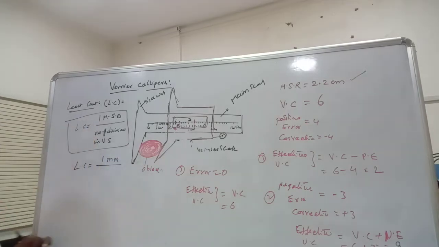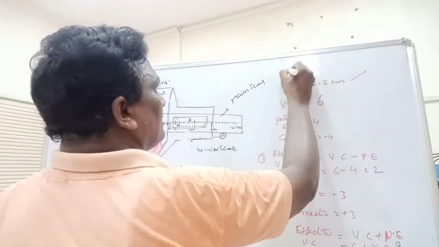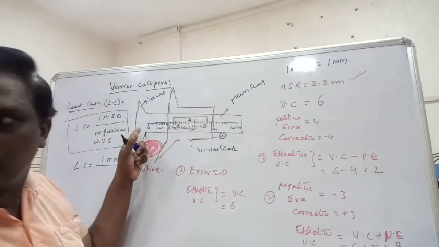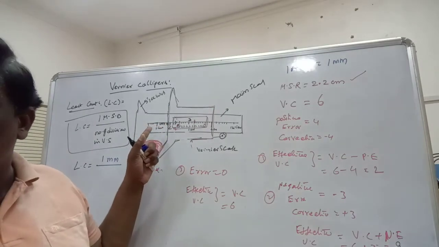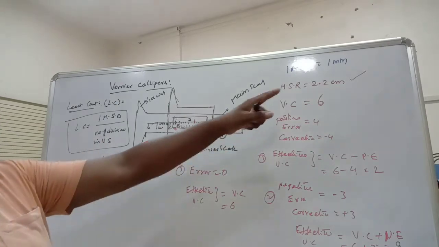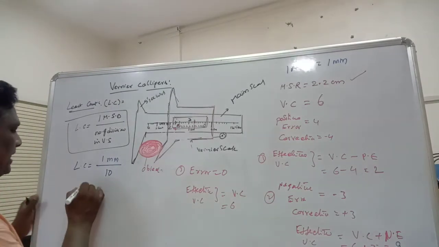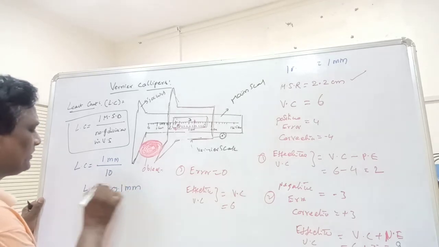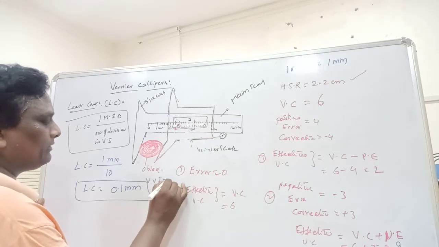Is it correct? 1 MSD, what is 1 MSD? What is the 1 main scale division? Already I have written it. Main scale division is equal to 1 mm. Already I told you, 1 mm, 2 mm, 3 mm, like an ordinary scale. So 1 mm divided by the number of divisions in the Vernier scale, that is 10. Is it correct or not? 1 by 10 means least count is equal to 0.1 mm. Very, very important.